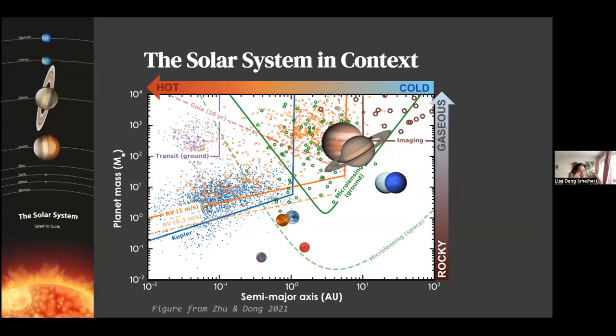Now we know of thousands of exoplanets, and this is largely due to the success of exoplanet hunting missions, such as the Kepler mission. And what's really impressive is that some of these really successful missions cost even less than a Marvel movie.